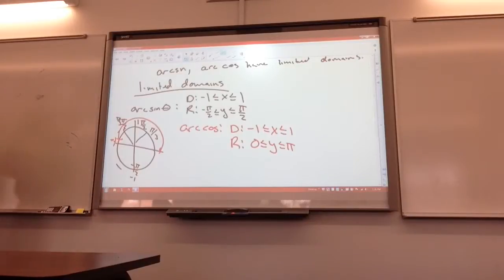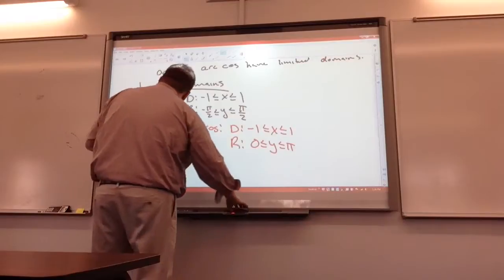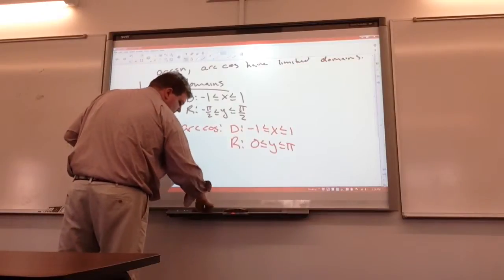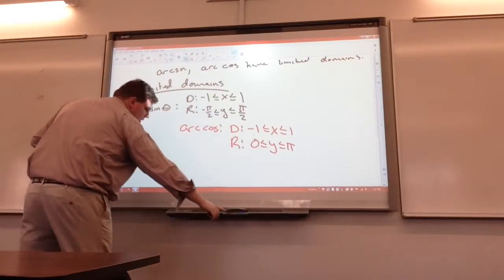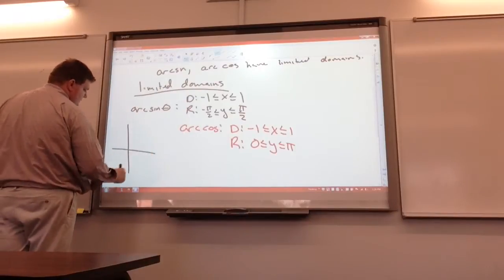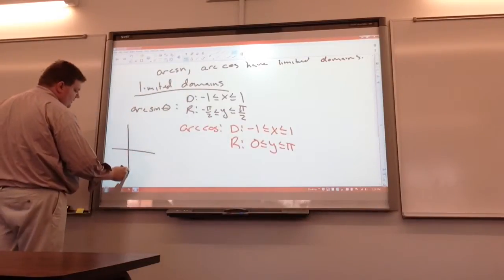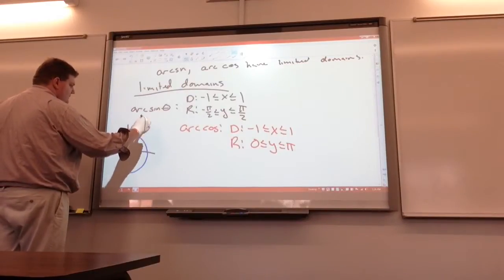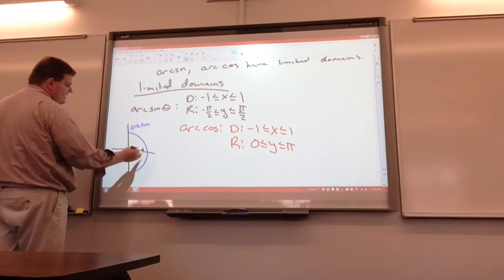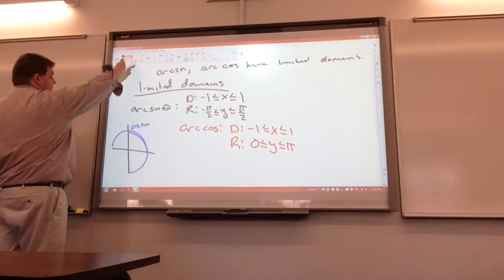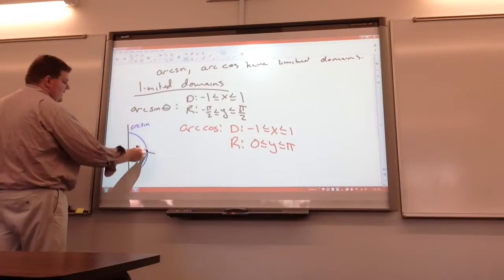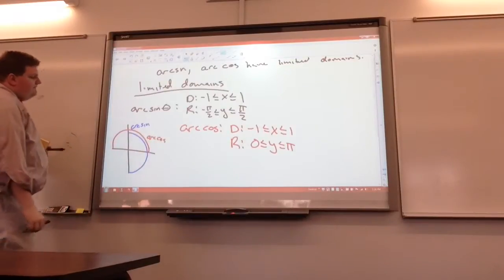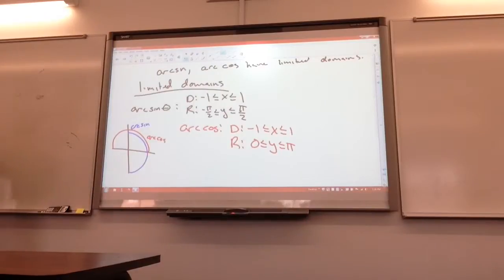So I can think of it two different ways here. Sorry, this is a little confusing. We'll clean it up in a second. But basically, the arc sine is defined for that semicircle. Okay, that's the arc sine. The arc cosine is defined on that semicircle.